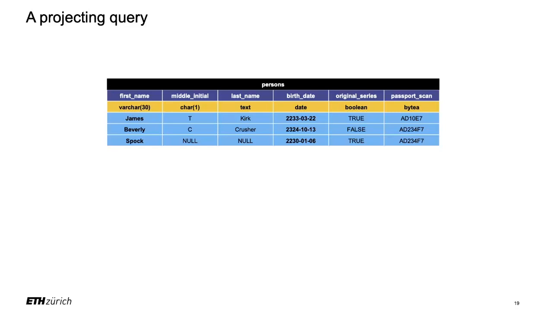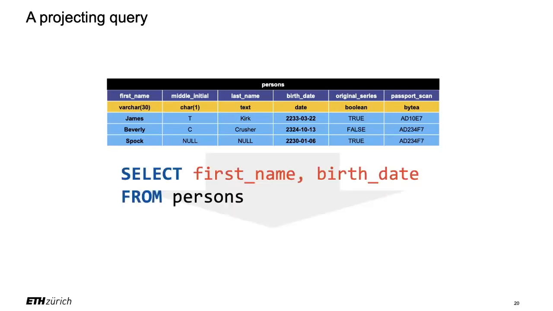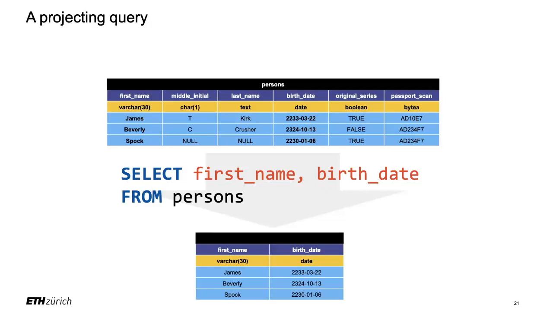And now this is the query. Now replace the little star with actual names. I say select first name, comma, birth date from persons. This is a projection. I'm saying that I want specifically the columns first name and birth date. So it's the first column and the fourth column. And what I get is a table with how many columns? Two. And how many rows, records? Three, exactly, all of them. Why? Because I didn't create duplicates here. This is why I have three. All right, so I have the first name and I have the birth date. That's my projection query.